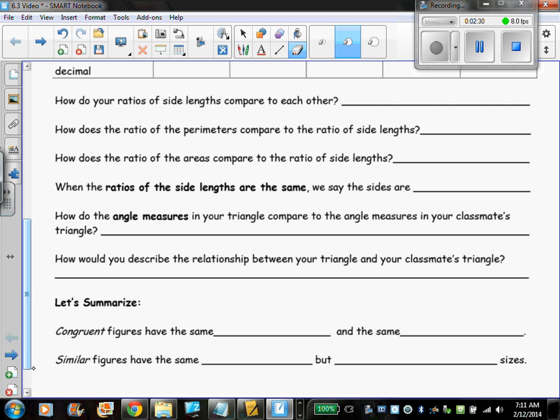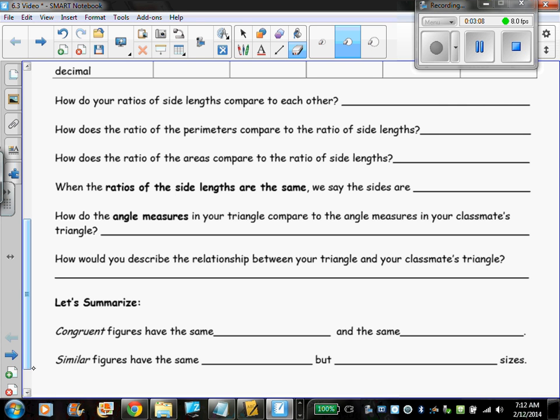Okay, so hopefully you did the activity. Hopefully you were able to answer these questions and realized a few things. For one, you probably realized that the ratios of the perimeters compared to the ratios of the side lengths were the same. And you probably noticed that the ratios of the side lengths of your two triangles were also the same, which is really important because, obviously, if you were following the directions that I said earlier, your triangles aren't the same size, but these ratios are consistently the same.